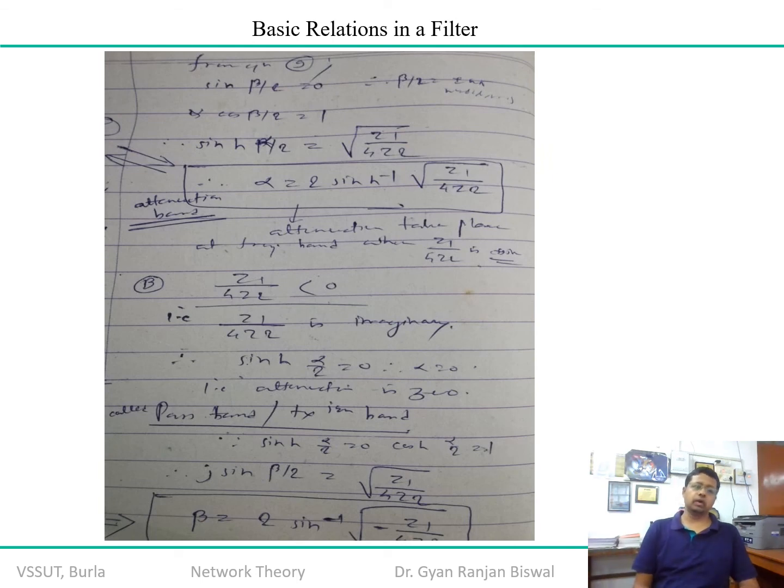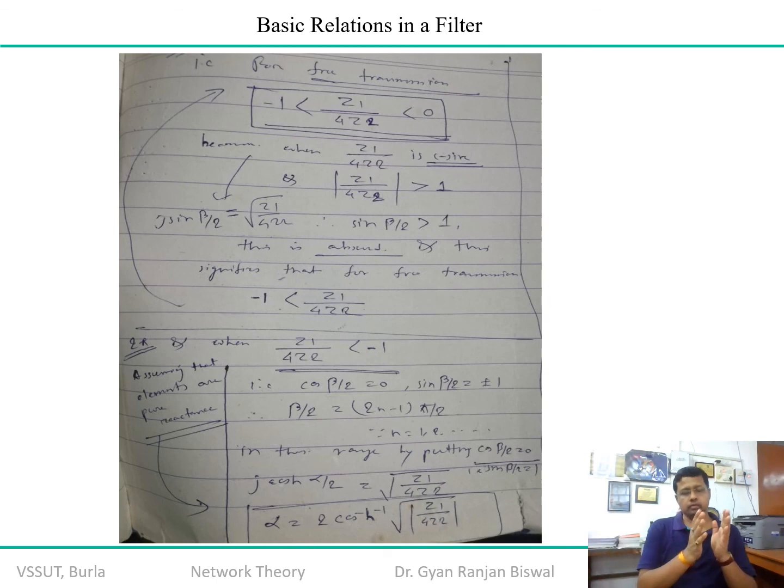Similarly, what if this factor Z1 upon 4Z2 is less than 0? If Z1 by 4Z2 is less than 0, which is a negative value, you will get an imaginary value. So you will get the imaginary phase, and you are allowing a phase shifting property. That means in this case the attenuation is 0, so alpha is equal to 0. Then you substitute this value: j sine beta by 2 is equal to the root of the right hand side, which was root over Z1 upon 4Z2. So from there, beta is equal to twice sine inverse root over Z1 by 4Z2.